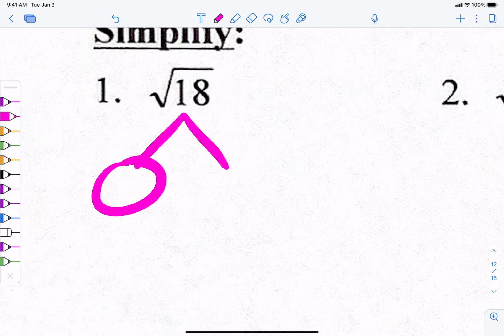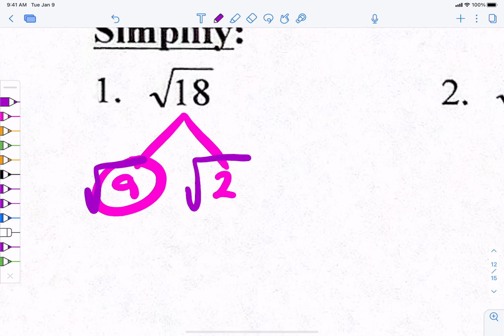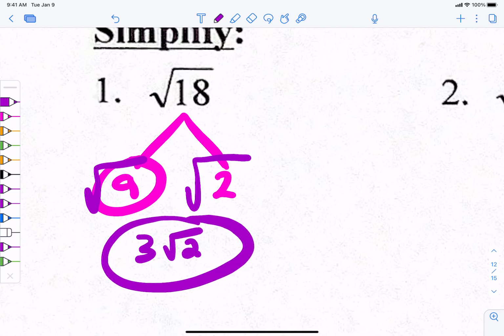We did one of these yesterday. Oh, it's like 3 and 6, but you can't take the square root of 3 and you can't take the square root of 6. 9 and 2. 9 goes in here and 2 goes in here. So then we do the square root of each one. What is the square root of 9? 3. And the square root of 2? Just stays the square root of 2. That's what the square root of 18 breaks down to be.